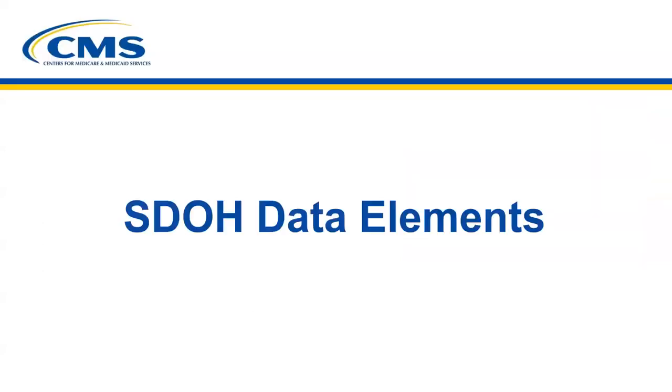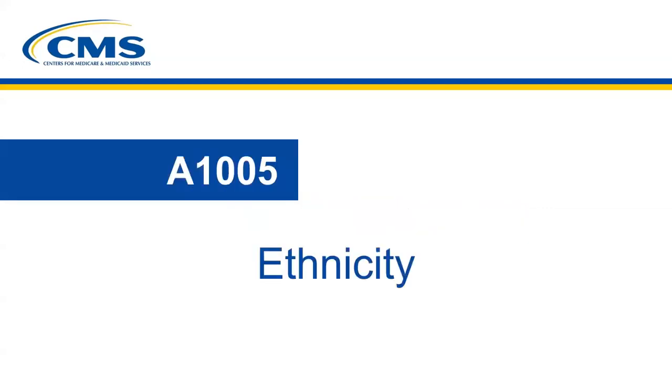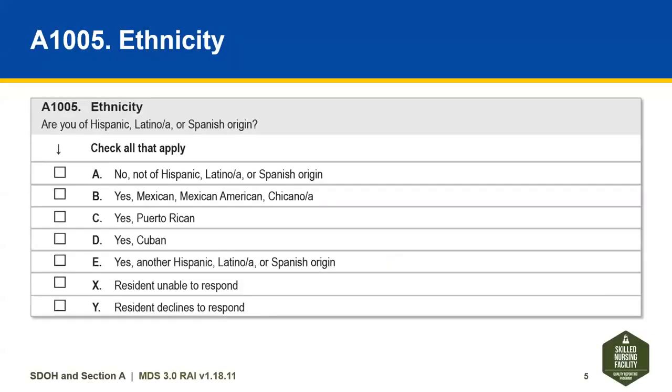So I'm going to begin by working through some coding scenarios based on the Social Determinants of Health, or the SDOH data elements, and then work through some of the coding scenarios for other data elements that don't fall under the designation of SDOH. So our first data element is A1005 ethnicity. And here is the snapshot of that data element.